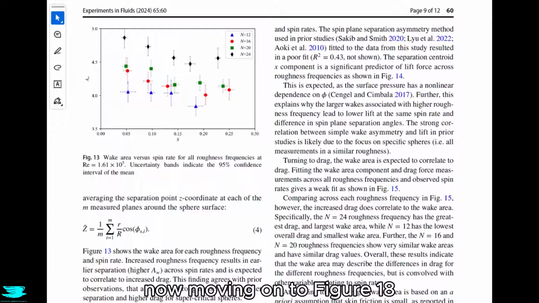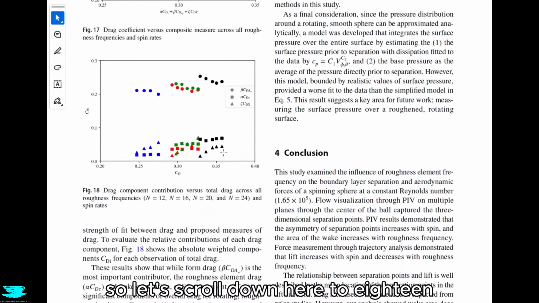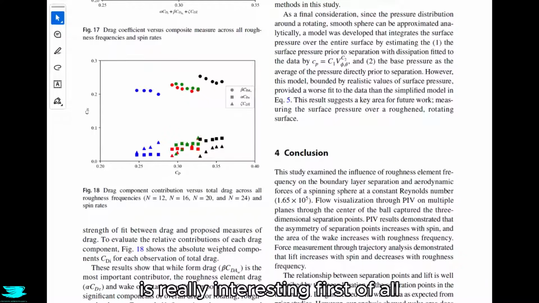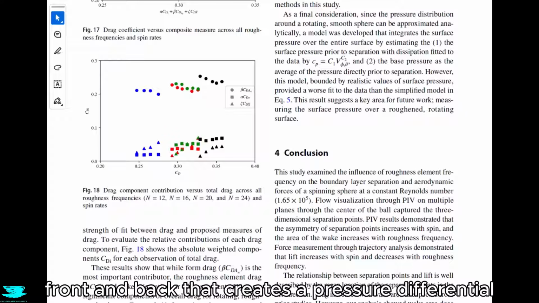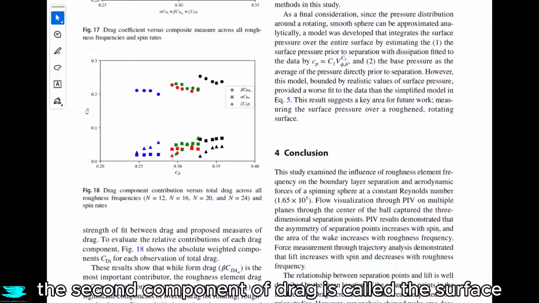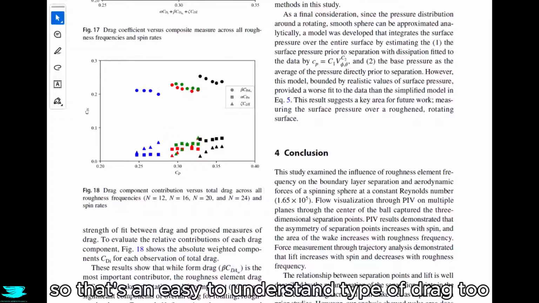Now moving on to figure 18, we see the drag of the balls decomposed into the components. So let's scroll down here to 18. And the way the authors decompose drag here is really interesting. First of all, we have the form drag, which is a familiar component of drag. This component of drag is associated with the difference in pressure front and back. That creates a pressure differential that then creates a force backwards, and that is drag. That's all fine. The second component of drag is called the surface roughness element drag, and this is in effect the skin friction drag, and from their description, that's kind of what it seems to be. So that's an easy to understand type of drag too.